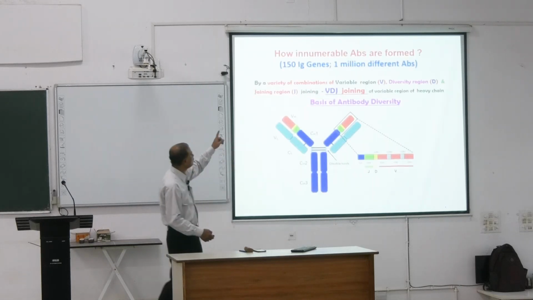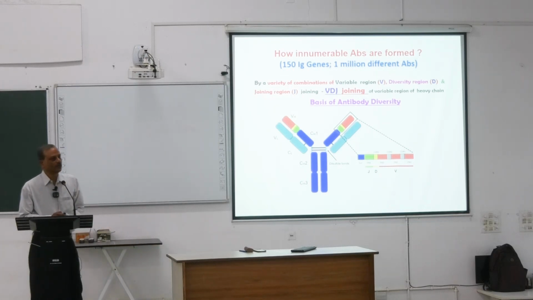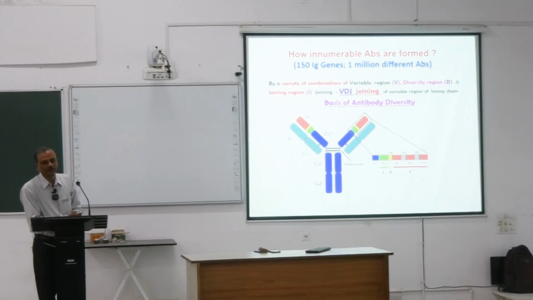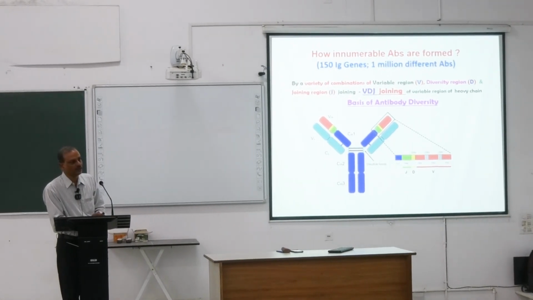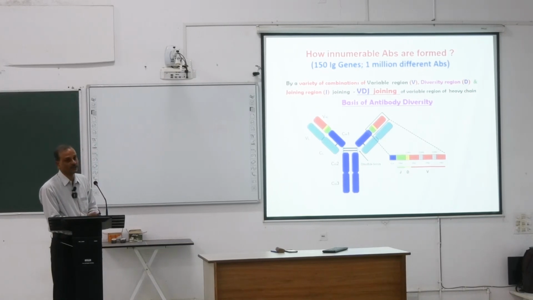So how are innumerable antibodies formed? That is one big question, that we have a limited number of genes, about 150 genes only, but the number of antibodies which we can produce will be nearly 1 million, that means 10 lakhs.